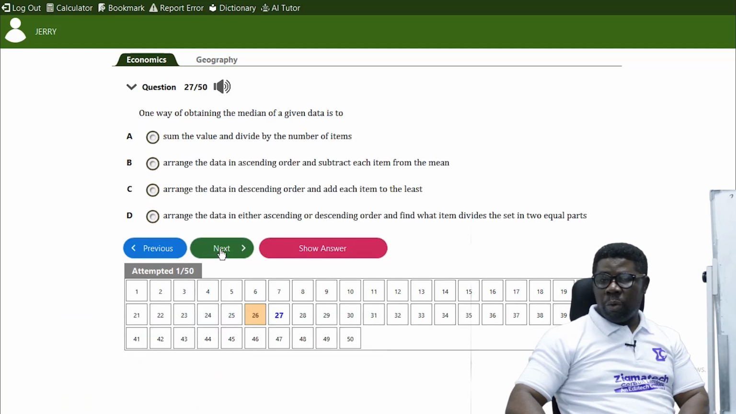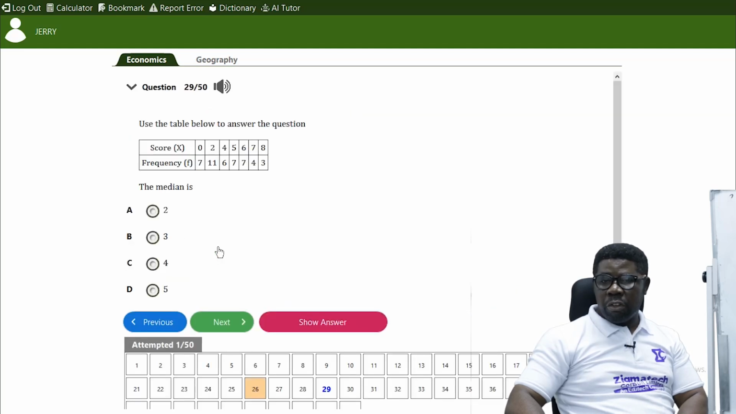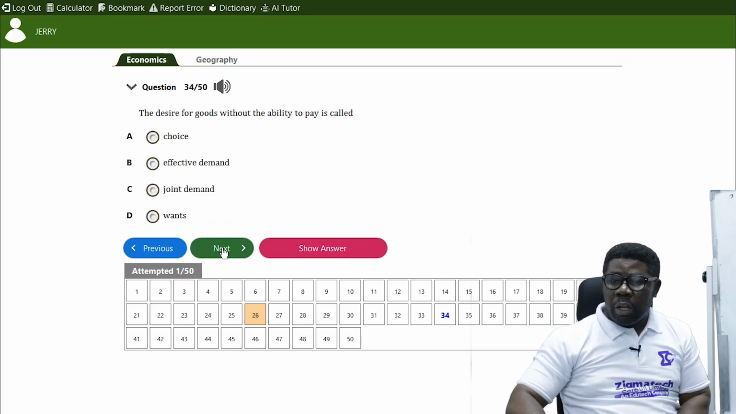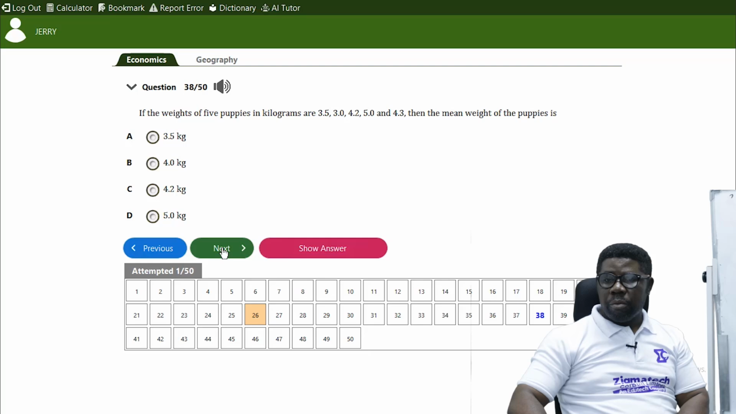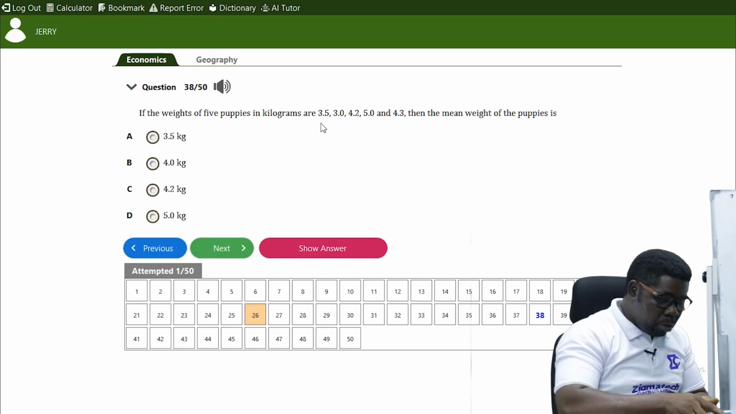Fine. The next one we're looking at here is the median of this. No, we're not looking at this. I want to go to what our choices are here. So yes, if the weights of 5 puppies in kilograms are 3.5, 3.0, 4.2, 5.0, 4.3, then the mean weight is what? Just add all together and divide by 5. I'm sure it will give you around 5.0, because this should give us around there. So let's add it up, no problem.